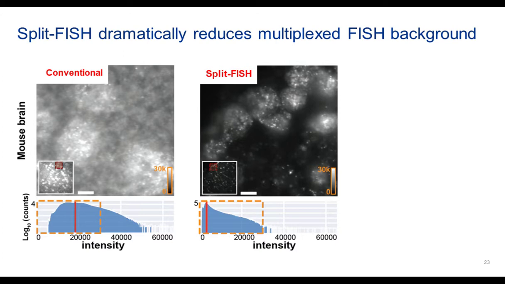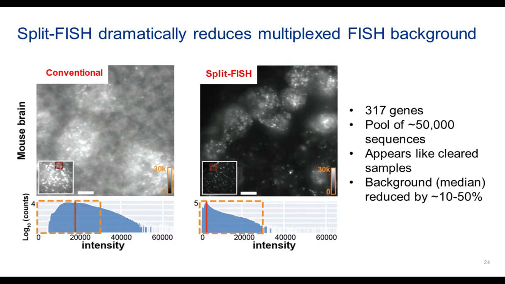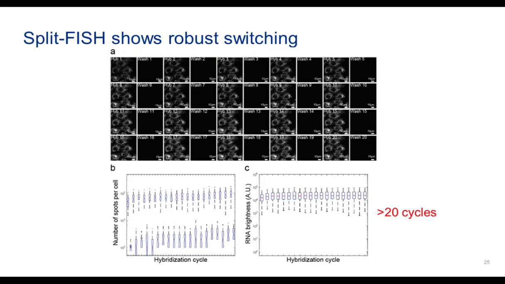And from here, you can see on the left is when we stain with the conventional scheme where the probes are not paired. And on the right is when we stain with the split FISH scheme. So you see this reduction in background all around, and now the location of all the RNA is much clearer. The sample almost looked like we have cleared away all the background.